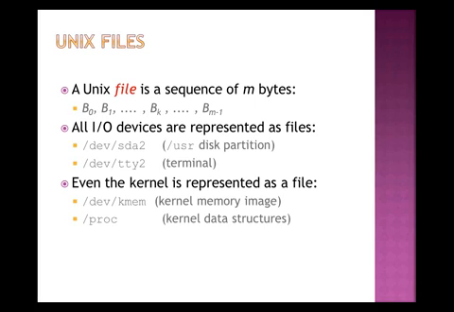Suppose if I am using b0, b1, then the next one must be b2, not b3, because that maintains the sequence. That is, after b1 it is b2, not b3. So a Unix file is in a sequential manner. That is, a Unix file consists of m bytes, b0, b1, bk, bm-1.